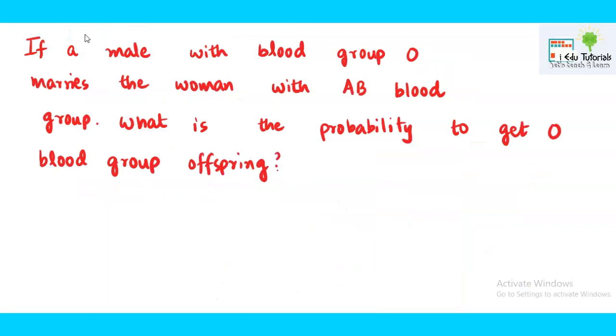Here in this video, I have taken one problem for you. However, I will be taking many in further videos. The question says, if a male with blood group O, that means the genotype of the male will be IOIO, marries a woman with blood group AB. AB means this will be the genotype of that woman. They are asking what would be the probability of getting an O blood group offspring.